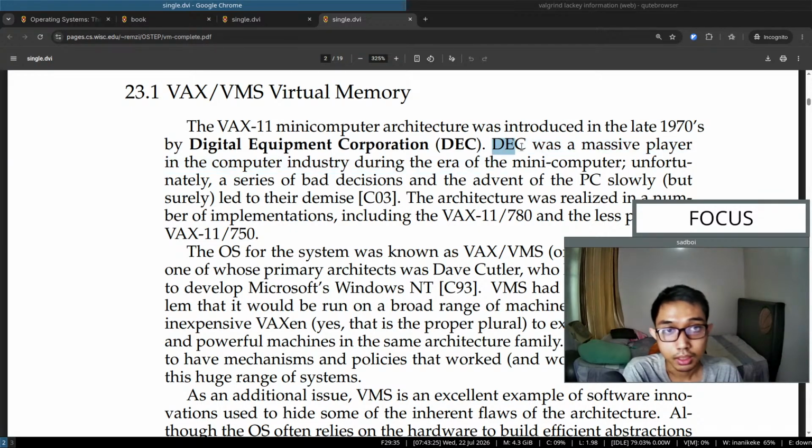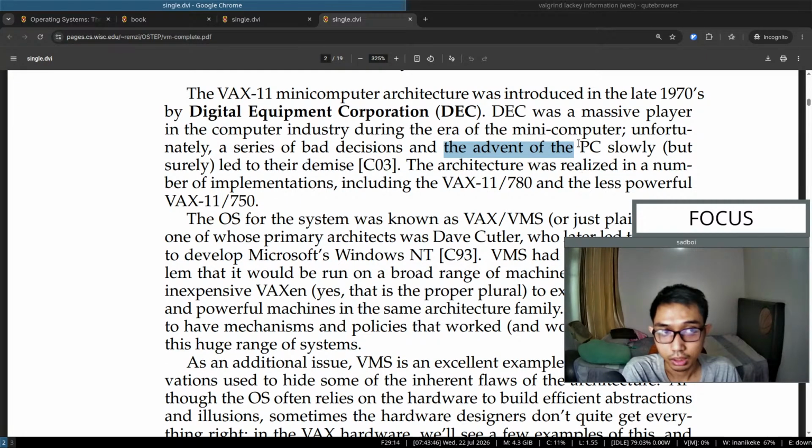DEC was a massive player in the computer industry during the era of the minicomputer. Unfortunately, a series of bad decisions and the advent of the PC slowly but surely led to their demise.